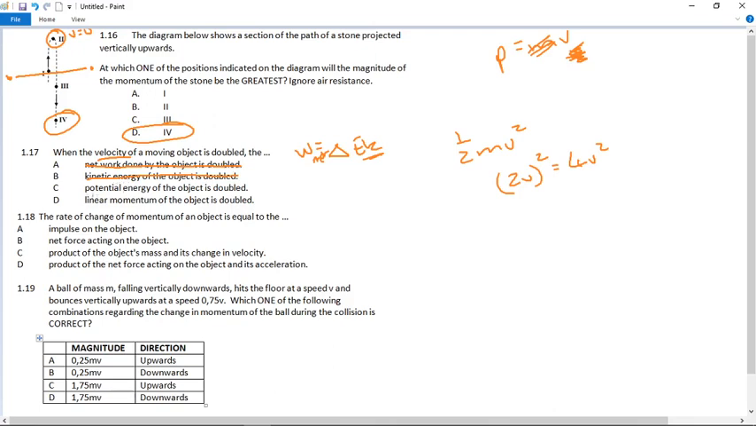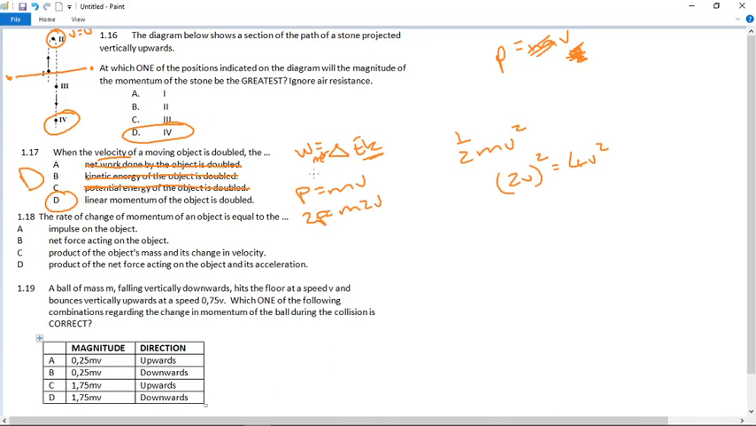The potential energy is doubled. Potential energy depends on where you are relative to the surface of the Earth. We know absolutely nothing about this. The ball would need to be going upwards to actually double its potential energy, and that's just not going to happen. So it must be the linear momentum of the object is doubled, yes, because P equals mv. If we don't change the mass and we go m2v, then this must be 2p. So 1.1.7 must be D. That must be the correct answer.